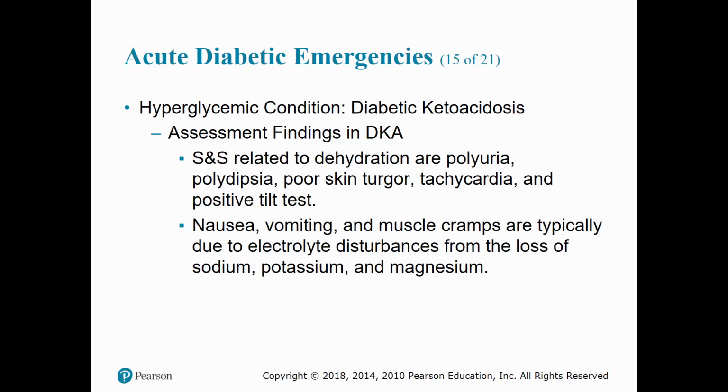Kussmaul respirations are a pattern of deep and rapid breathing that is commonly seen in the patient with DKA. It is an attempt by the body to blow off carbon dioxide to reduce the acid load within the body. Carbon dioxide produces another form of acid called carbonic acid. If the patient can blow off large amounts of carbon dioxide by hyperventilating, those deep and rapid breaths, they can then reduce the amount of carbonic acid and thus reduce the total amount of acid within the body.